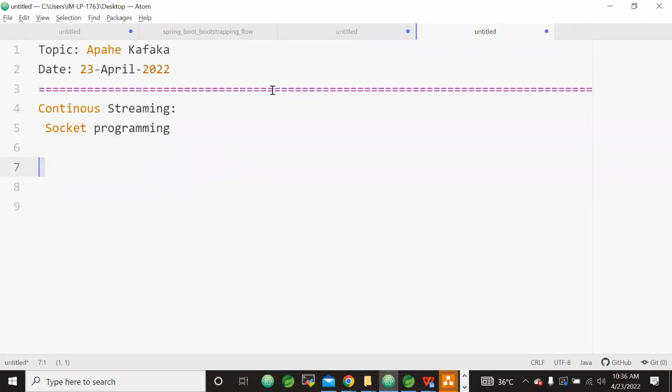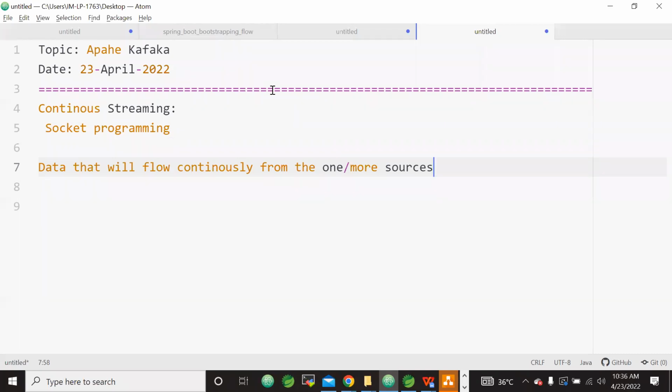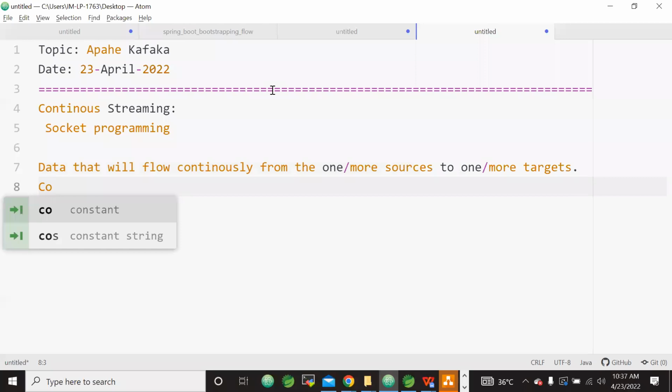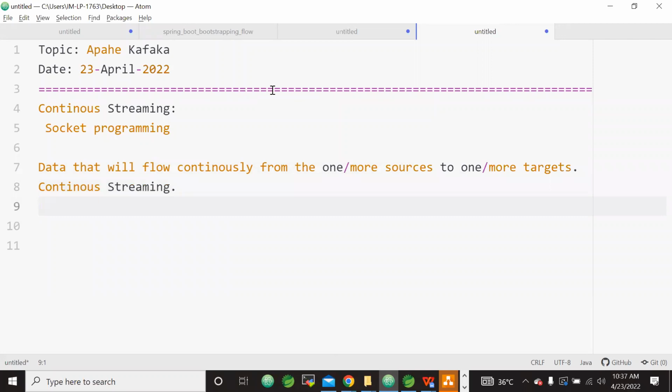So what is streaming? Streaming means the data that will flow continuously from one or more sources to one or more targets. When the data flows continuously from one or more sources to one or more targets, we call it continuous streaming. Of course, I'll take one example, and with that example, we will see.